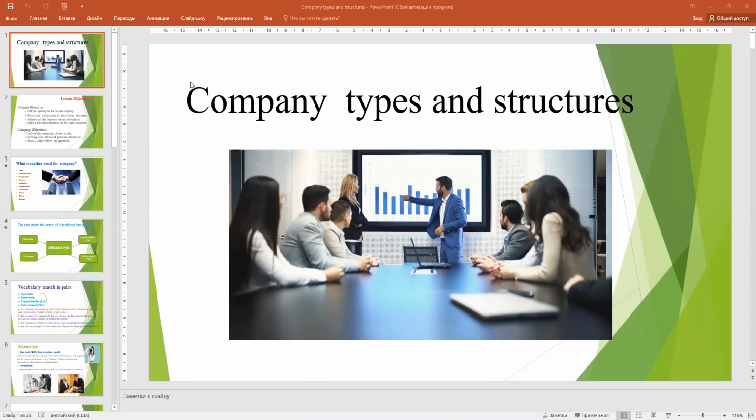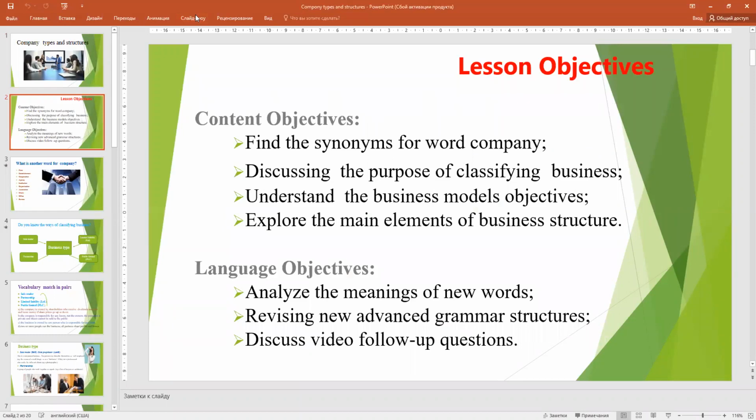To begin our lesson. Okay, welcome to the next lesson, dear students. In this lesson, we're going to learn company types and structures. Okay, let's go to the next.